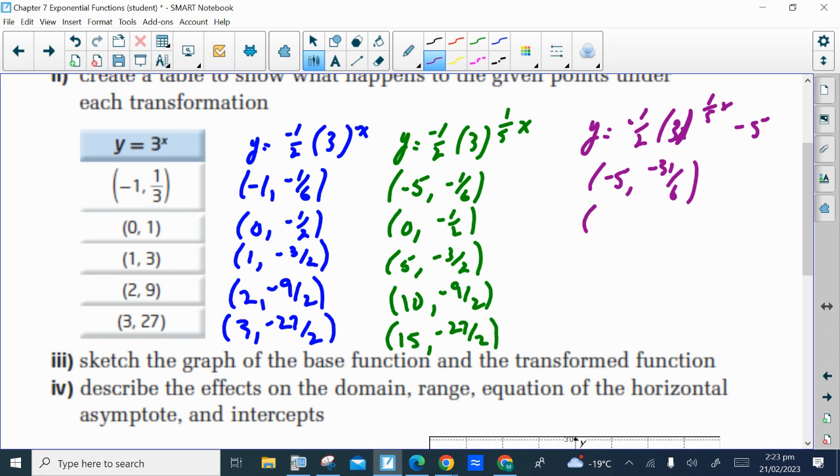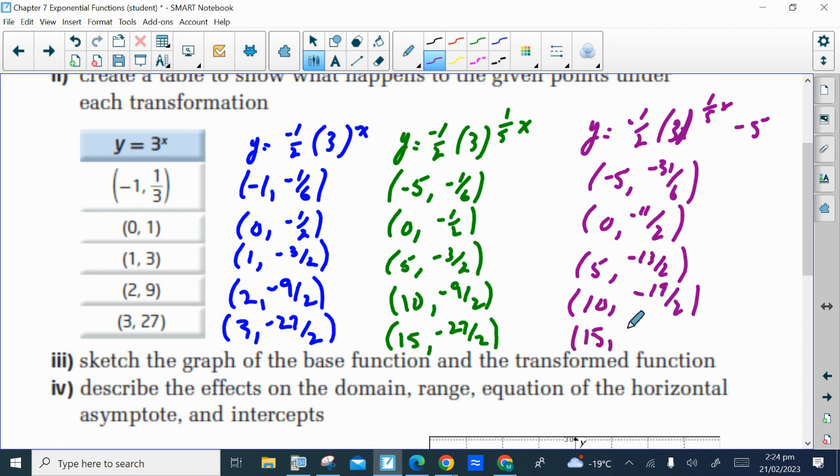Negative a half take away 5 would be take away 10 halves. So negative 1 half take away 10 halves would be negative 11 halves. Negative 3 halves take away 10 halves would be negative 13 halves. Negative 9 halves take away 10 halves would be negative 19 halves. And negative 27 halves take away 10 halves would be negative 37 halves.